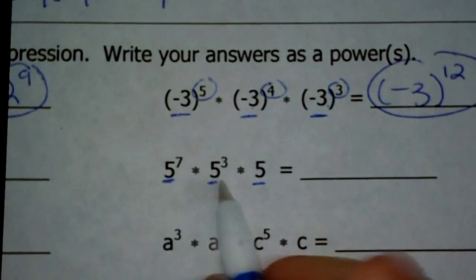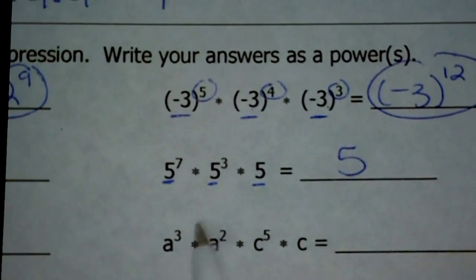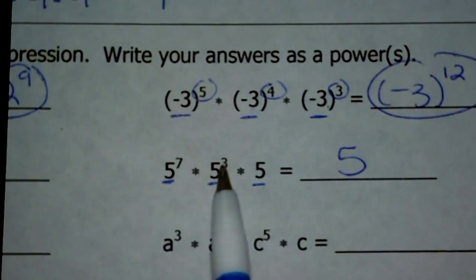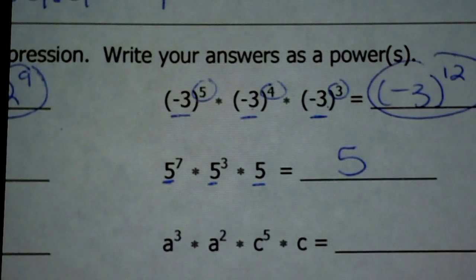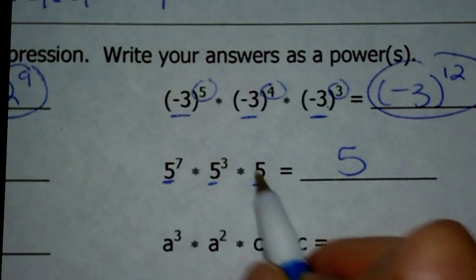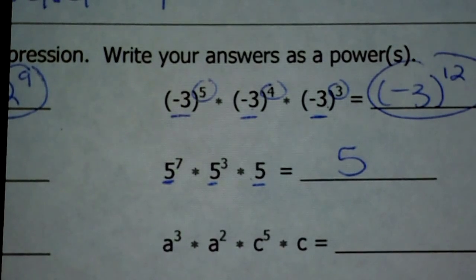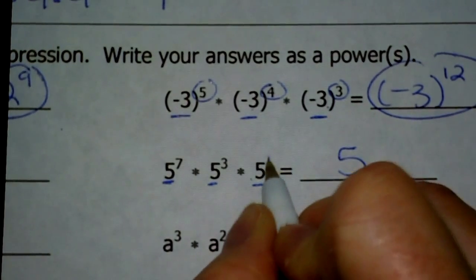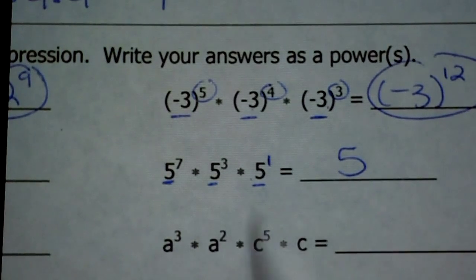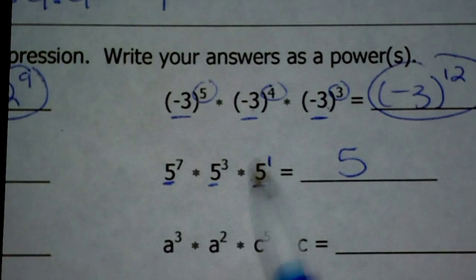A lot of people will tell me that, oh, this is 5 to the 10th power because 7 plus 3 is 10. But don't I have a 5 right here? How could I write this number as a power? You know how if I had 5 and I said, write that as a fraction, you'd say 5 over 1? Well, if I just see a plain old number 5, it really means 5 to the first power. Because doesn't the exponent tell me how many 5s I have? Yeah, and I have 1.